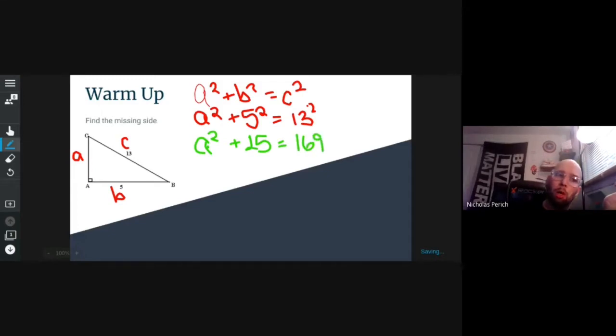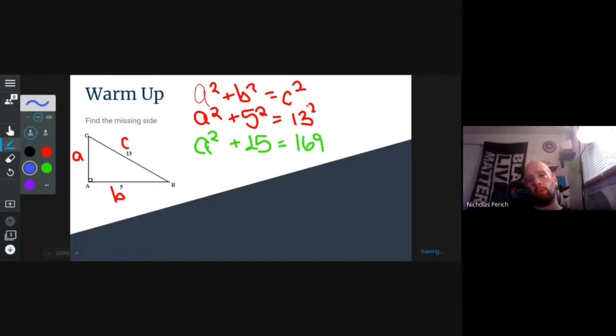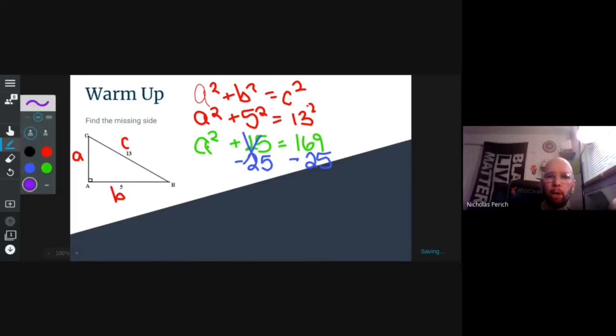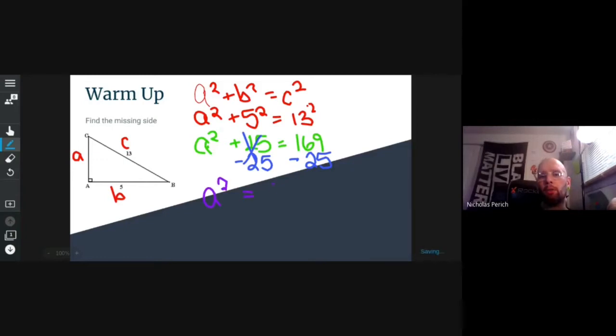Is A all by itself? No. What is in the way? 25. Also squared, but let's get rid of the 25 first. Minus 25 minus 25. And wouldn't you know it, we get a pretty little number. We get a pretty little number of 144.